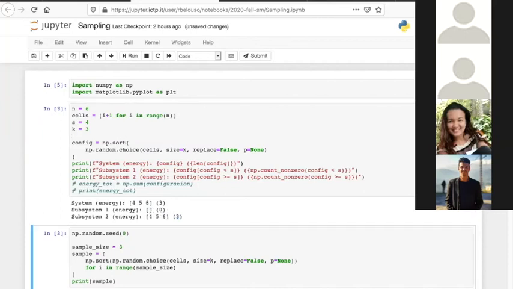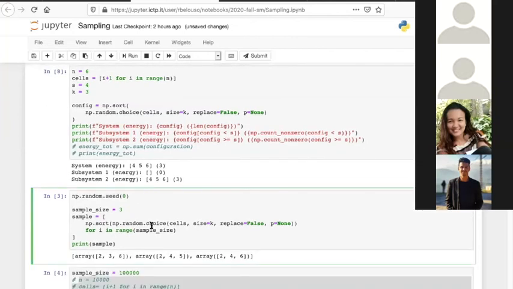Now I can run this code again, and you see the numbers have changed, because right now all particles have gone into the second subsystem. There is 0 energy in the first subsystem. That shows you a randomly chosen configuration from the microcanonical ensemble, by the way. Is it clear?